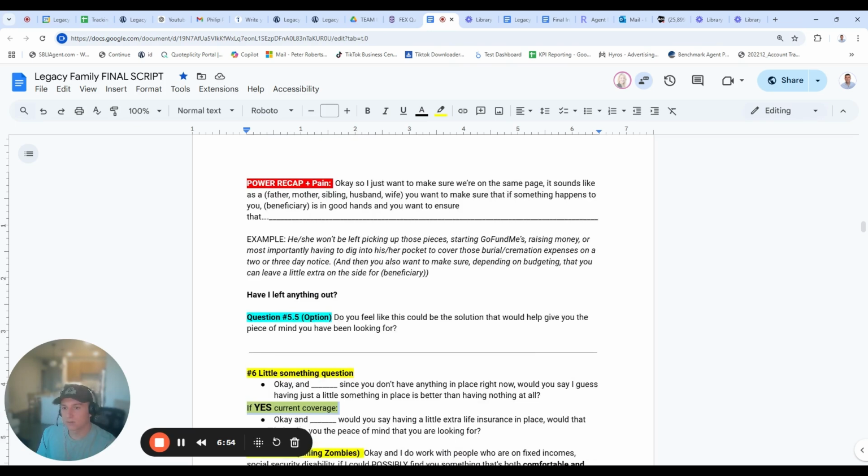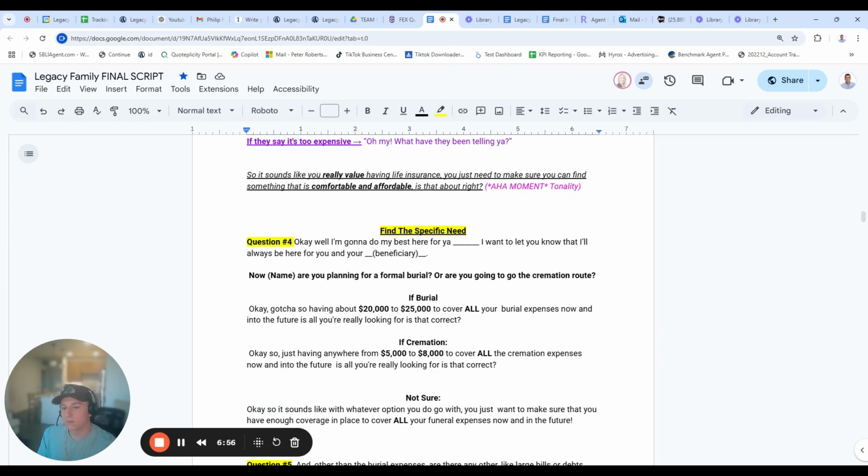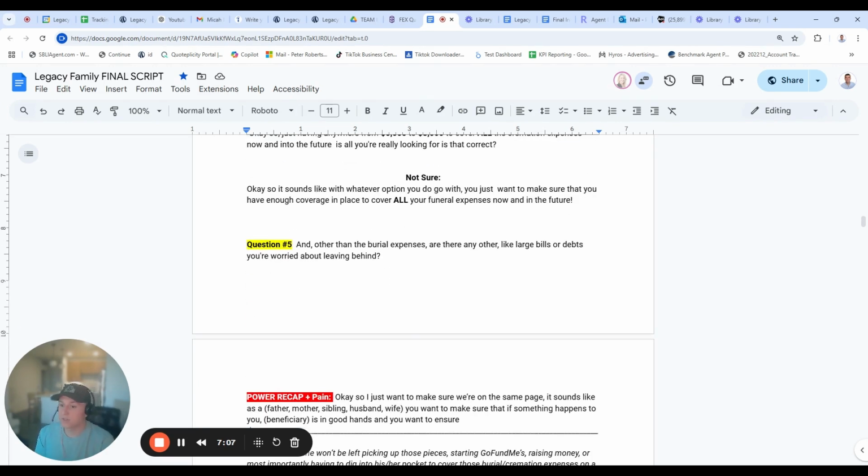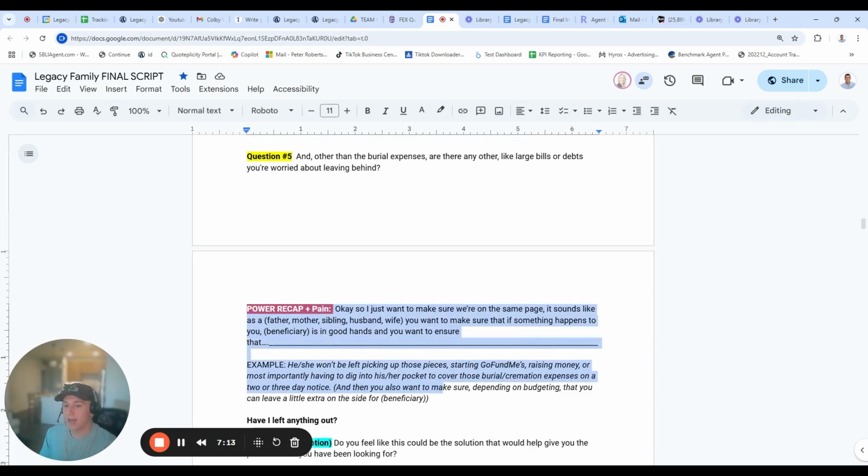So let's go through question 4, 5, and 6. 4 is find the specific need. Are they going burial or cremation, so they can understand how to prepare your numbers in the close? Okay. Question number 5, is there any other bills or debts? Okay. And before you go to number 6, you're going to do a power summary with everything above that. So you're going to talk about question number 1, 2, 3, and 4, all of that here in the power summary.